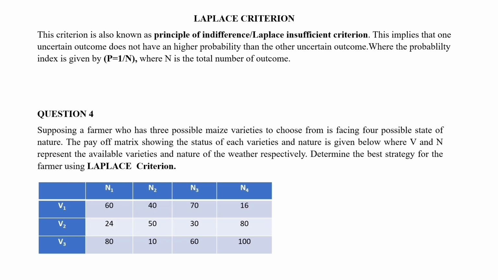We have: supposing a farmer who has 3 possible maize varieties to choose from is facing 4 possible states of nature. The pay-off matrix showing the status of each variety and nature is given below, where V and N represent the available varieties and natures of the weather respectively. Determine the best strategy of the farmer using the Laplace criterion.